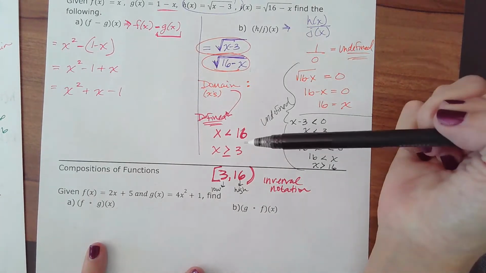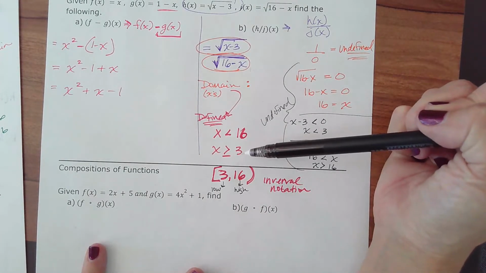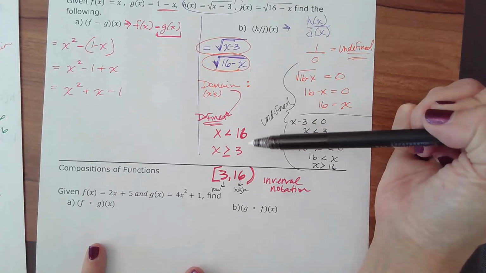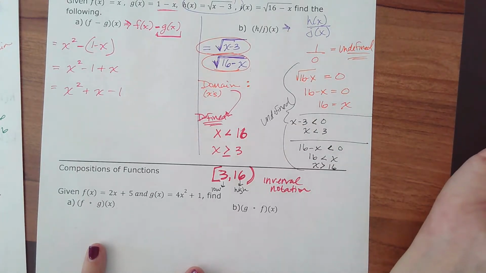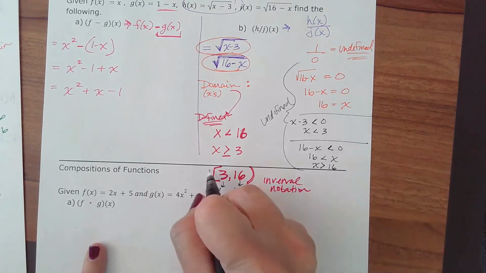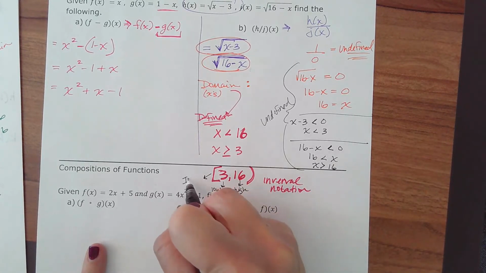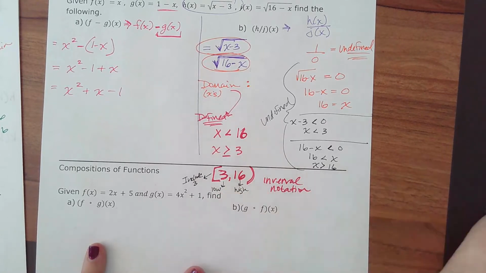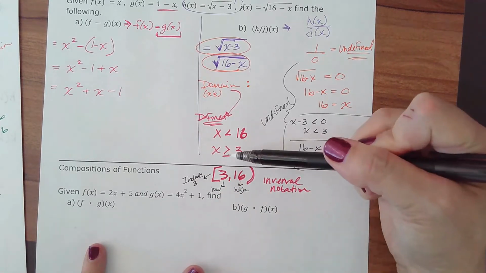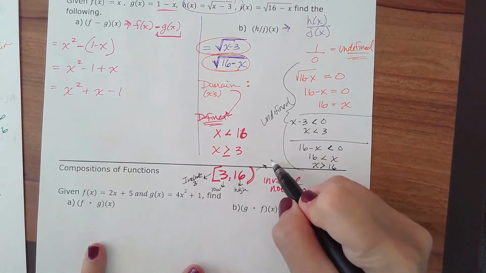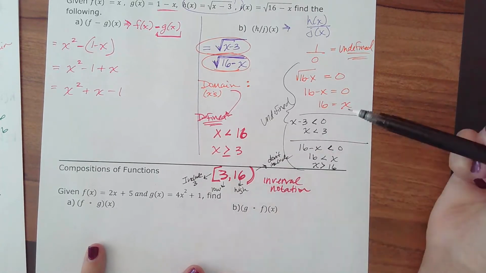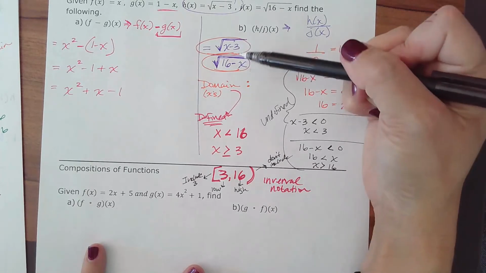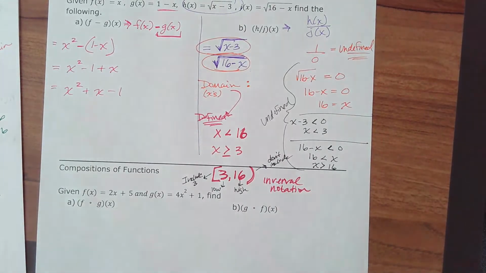The lowest value that exists is going to be 3, and the highest value that exists is everything up to 16, but not including 16. There's the difference between the parentheses and the brackets. The bracket means we include 3, because remember, it could be equal to it. And the parenthesis means we don't include, because we can't include 16, because that would cause my fraction to be 0. So that's the difference between the parenthesis and the bracket, and why I wrote them like that.